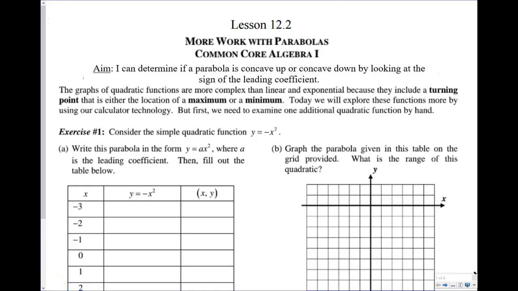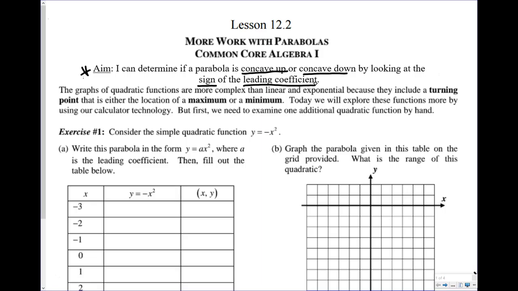Welcome to lesson 12.2. We're going to continue talking about parabolas in this lesson. Specifically, we're going to talk about something called concave up and concave down, and this describes the shape of the graph. So your aim today is that you can determine if a parabola is going to be concave up or concave down by looking at the sign, whether it's positive or negative, of the leading coefficient. So that's something we're going to talk about today.